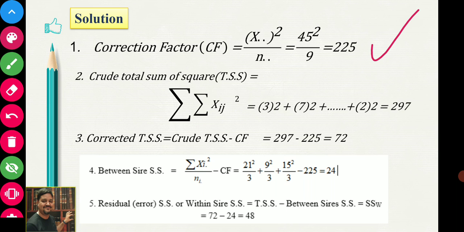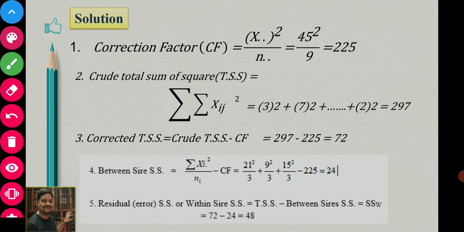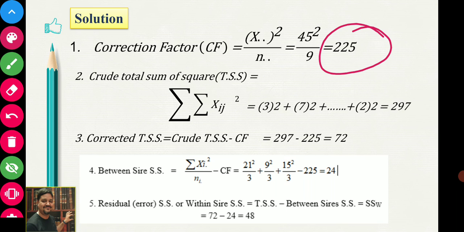The correction factor is equal to grand total square divided by total number of observations. So here, if you see the previous slide, the grand total is 45 and the total number of observations is 9. So we will get the correction factor. So the correction factor is 225.